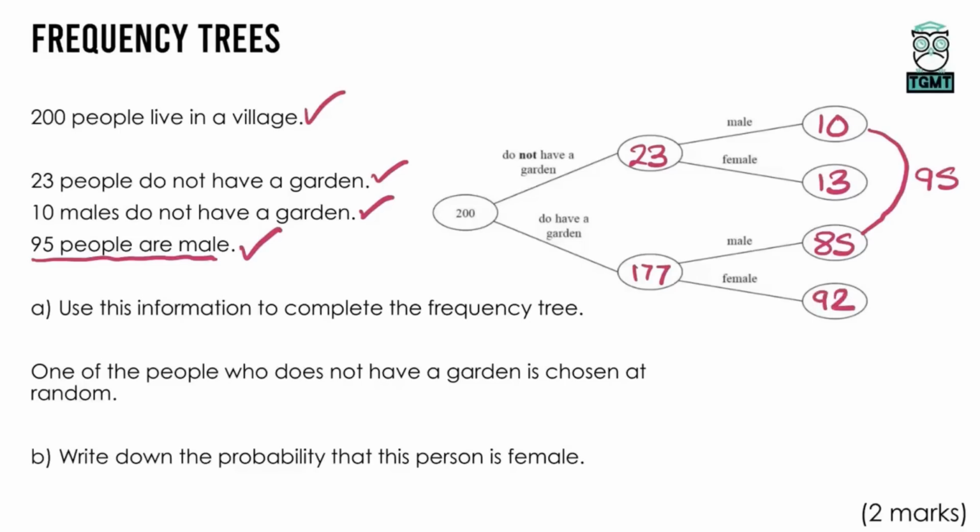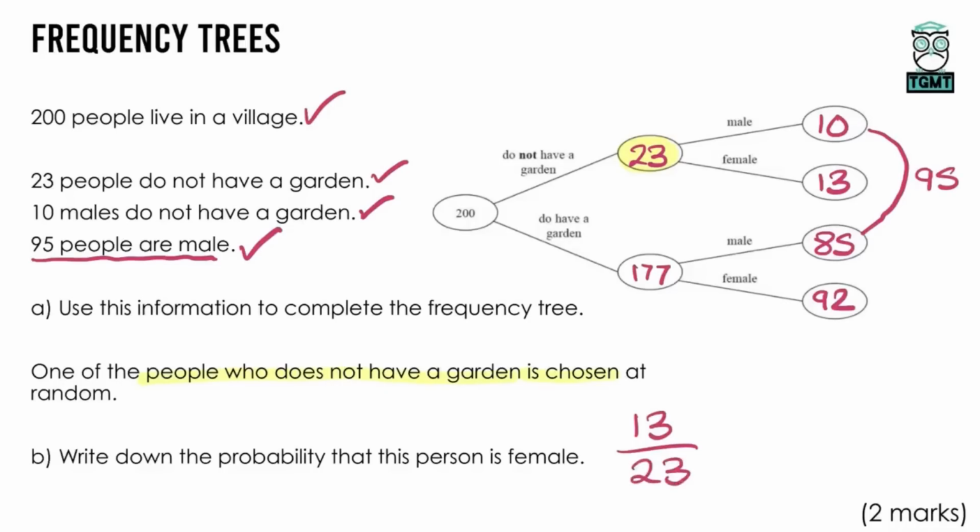Now it says one of the people who does not have a garden is chosen at random. Now this is really important because it says one of the people who does not have a garden is chosen. So we're only looking at the people who do not have a garden. So it's out of these 23 people. Write down the probability this person is a female. Well, there are 13 females, and we're only picking out of those 23, so that's 13 out of 23.